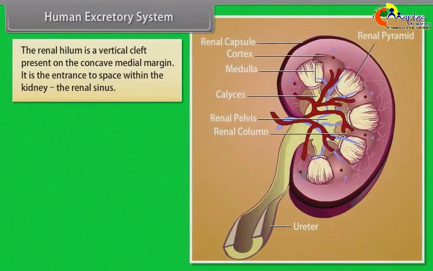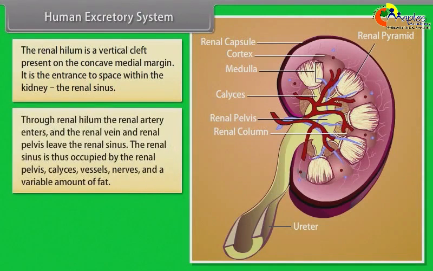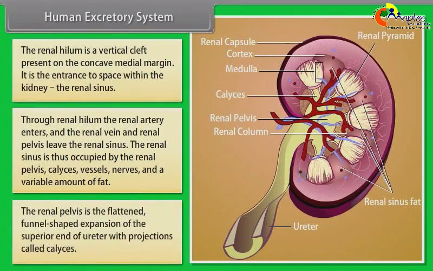The renal hilum is a vertical cleft present on the concave medial margin. It is the entrance to the space within the kidney, the renal sinus. Through the renal hilum, the renal artery enters and the renal vein and renal pelvis leave the renal sinus. The renal sinus is thus occupied by the renal pelvis, calyces, vessels, nerves and a variable amount of fat. The renal pelvis is the flattened, funnel-shaped expansion of the superior end of the ureter with projections called calyces.